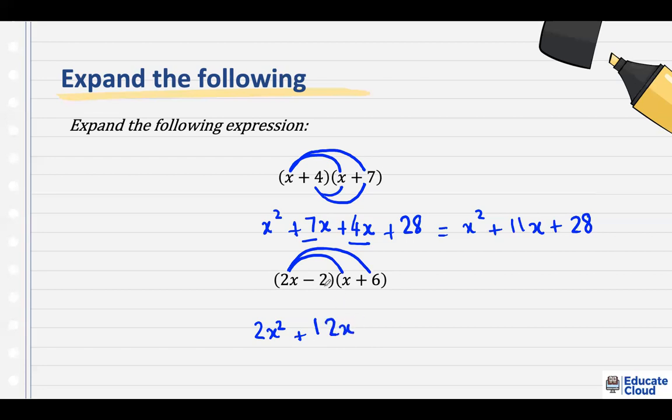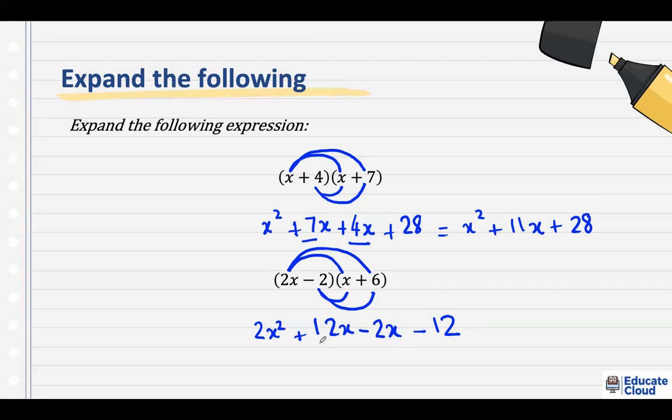Then you've got the minus 2 times the x. Remember, this is minus 2. A lot of people would have forgotten that minus. So don't forget the minuses. Minus 2x. And then minus 2 times 6. Again, that's a minus 2. So it will be minus 12.